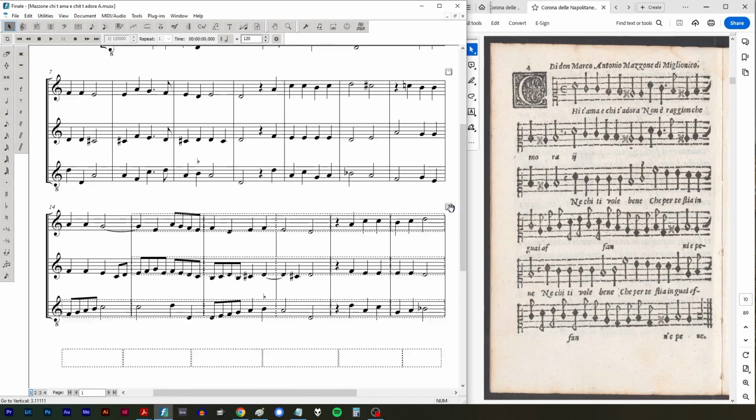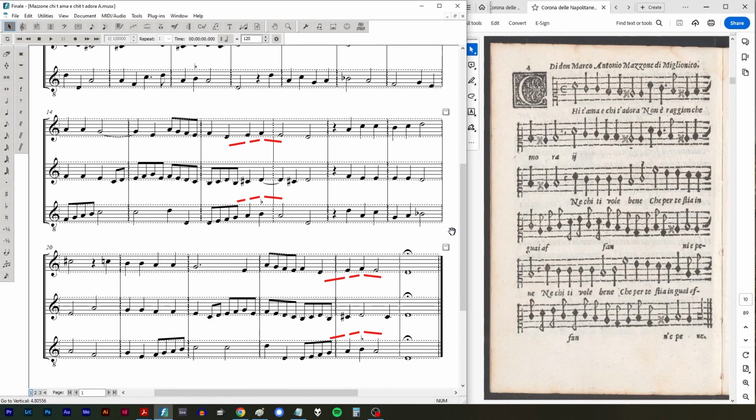Second, we should reconsider those weird parallel fifths at the cadence. I'll play it for you on the harpsichord.